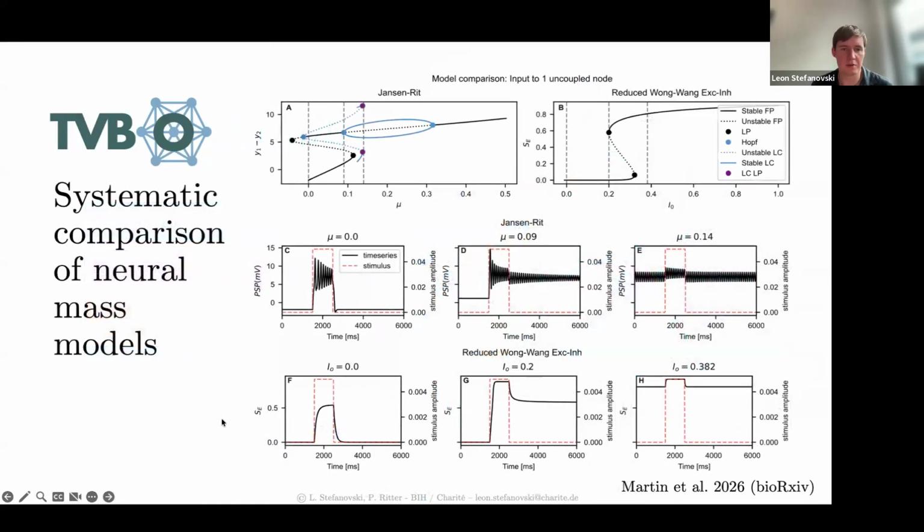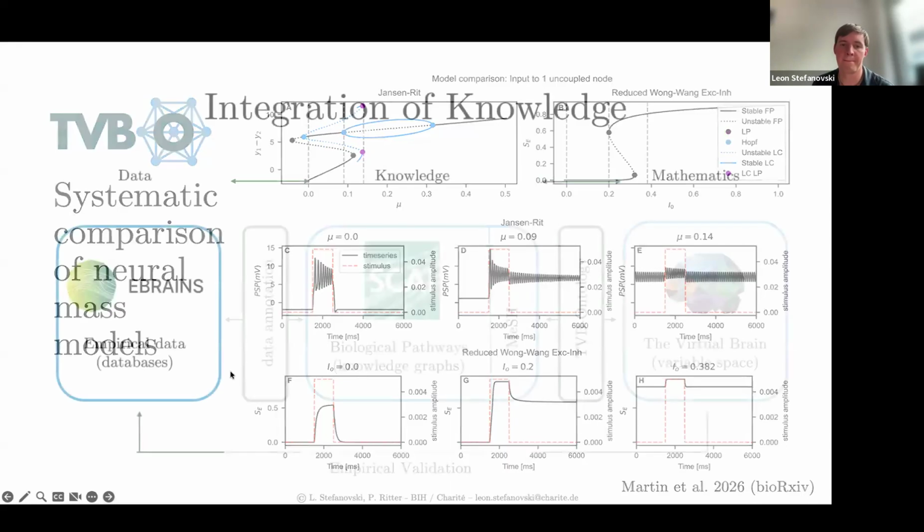And then you can use it to systematically compare different models. Here, for example, we see an oscillatory model and a non-oscillatory model, and see how they react very similarly to the same phenomenon, which sounds trivial, but it's extremely helpful if you start to work with simulation, if you have this systematic framework to, for example, translate results from one model to another.